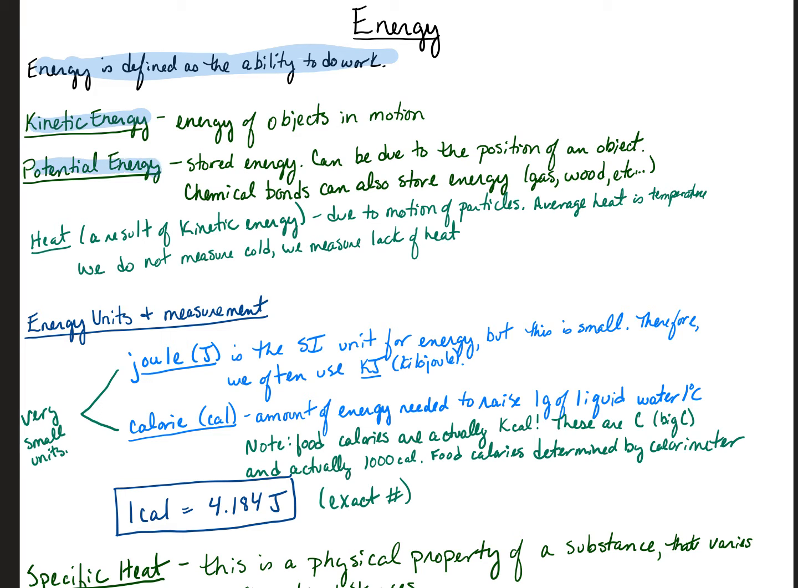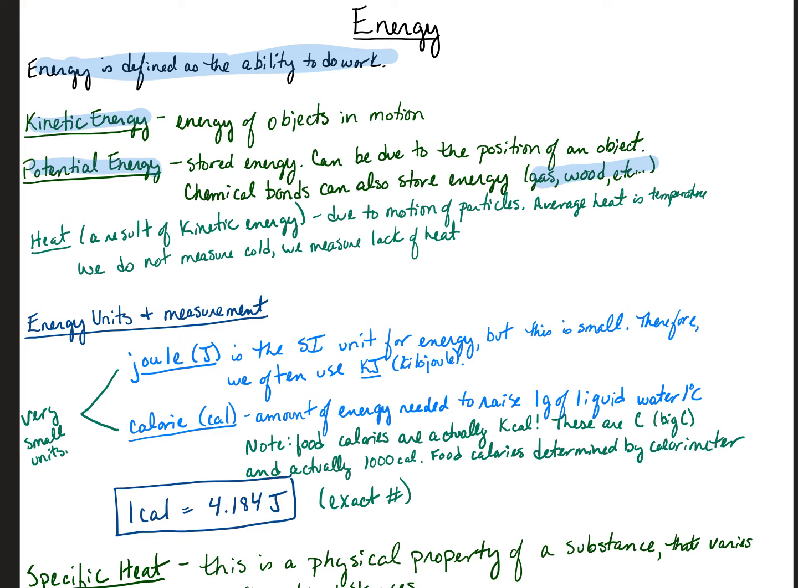Potential energy, on the other hand, is like stored energy. Now, this could be due to position of an object, like you're at the top of a roller coaster, or it can be stored energy in chemical bonds, like gas and wood and that type of thing can store energy.